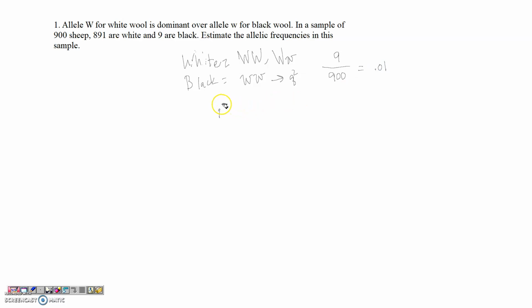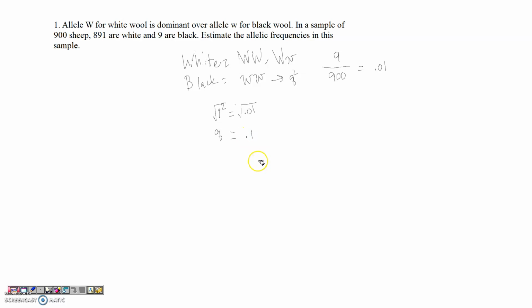So I know that q squared in that equation is 0.01, and that 1% of my population is going to be homozygous recessive, or black. All right. So once I have that, I can get q. This is q squared. If I take the square root of 0.01, the square root of q squared, that gives me q. So that would be 0.1.